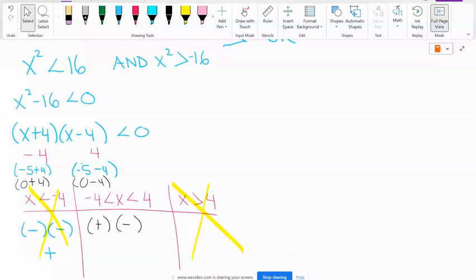But guys, we don't even need to do anything here. X squared is greater than negative 16. Is there a number that we can put in for x that would make this not work? Every single real number we plug in, wouldn't it work? Yeah, so what was this side going to be? All reals.